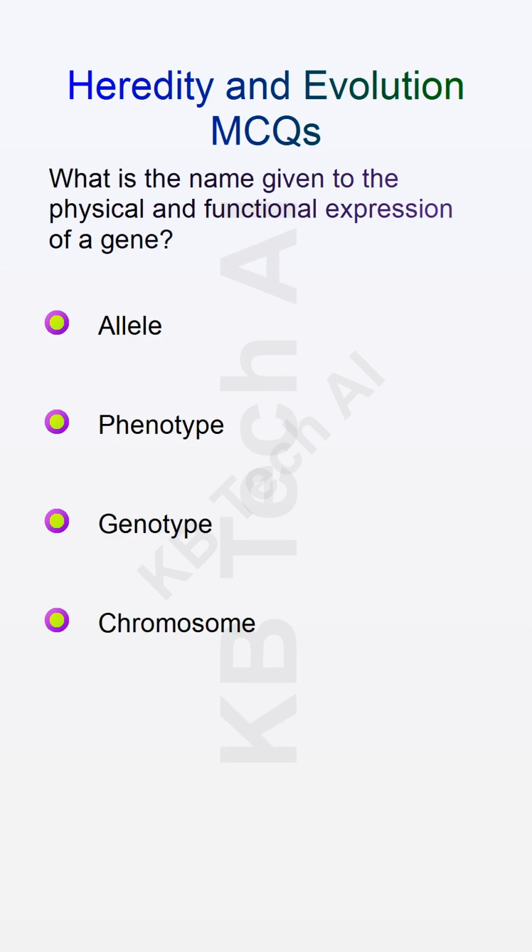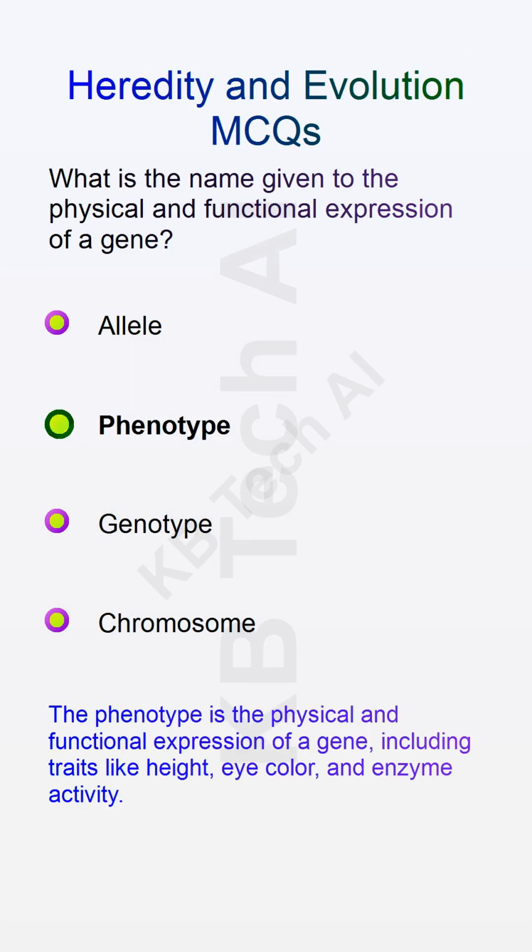What is the name given to the physical and functional expression of a gene? Option 1, allele. Option 2, phenotype. Option 3, genotype. Option 4, chromosome. The answer is, option 2, phenotype.